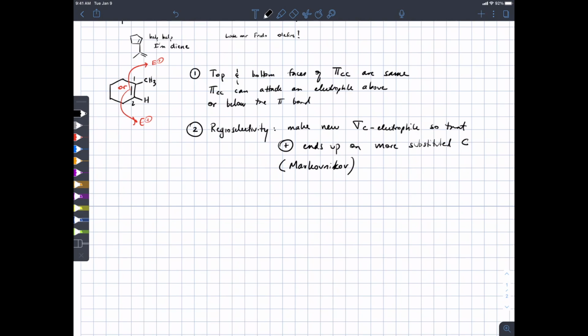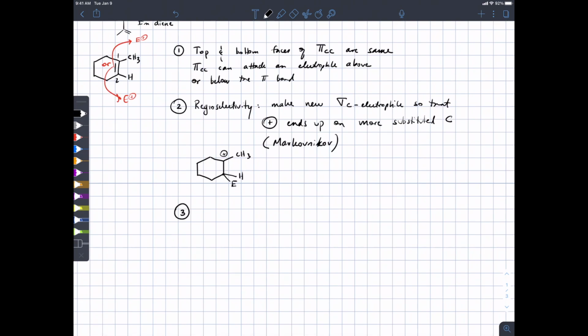But the idea is when the pi bond attacks to make a new sigma bond between a carbon and an electrophile, you're going to put that bond on the less substituted carbon so that the more substituted carbon can have the positive charge. Because you're taking these two electrons now, and instead of sharing them evenly between 1 and 2, you're taking them away from either 1 or 2 and sharing them with the electrophile. And in this case, we would choose to put the bond between carbon and the electrophile on the less substituted carbon so that the more substituted carbon could have the positive charge.